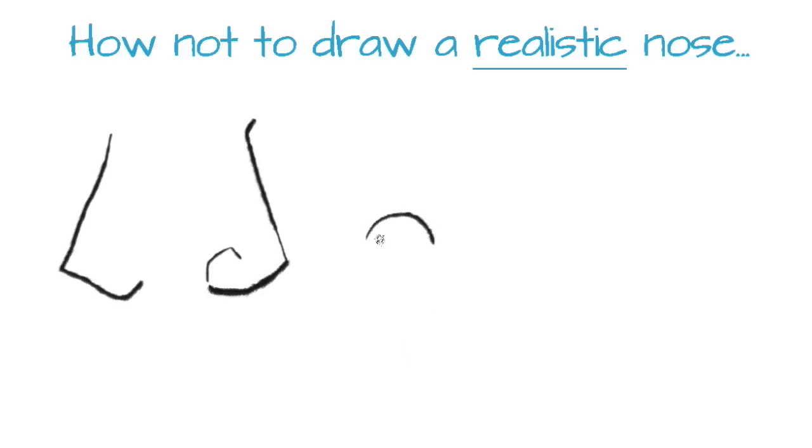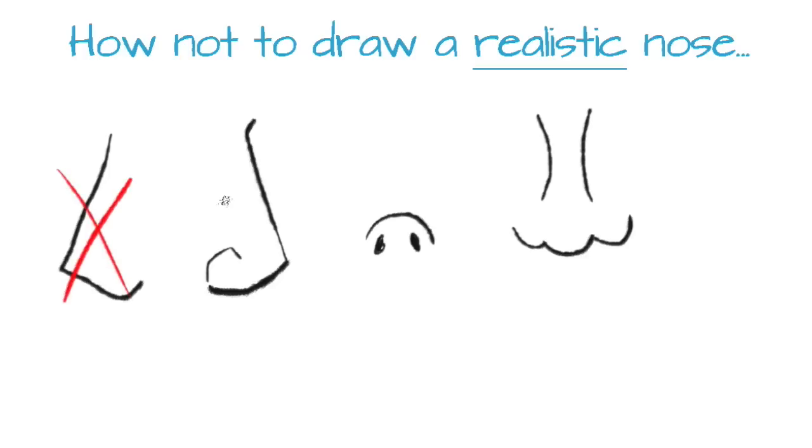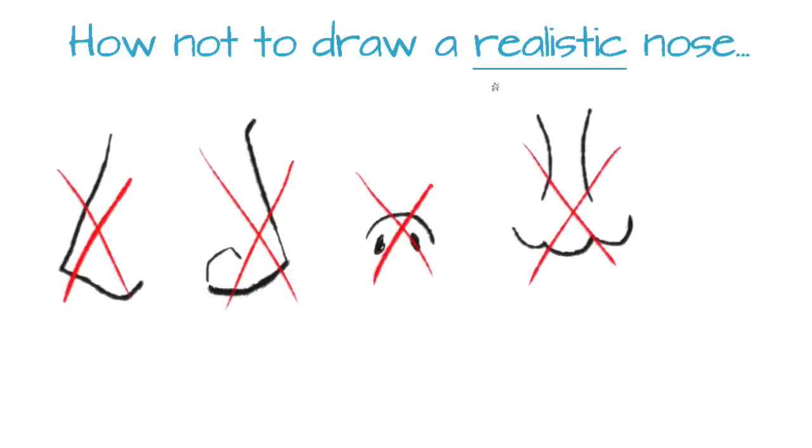Some people like to draw an upside down U and they'll put a couple of nostrils in there. These are all great cartoon noses, but remember we're looking for a realistic nose. Another popular technique is to draw a W with an extra U and maybe a couple lines for the edges of the nose. Now, these are all great cartoon noses, but remember we're looking for a way to draw a realistic nose, and sometimes it's hard to get those techniques out of your mind in order to draw one that's realistic.